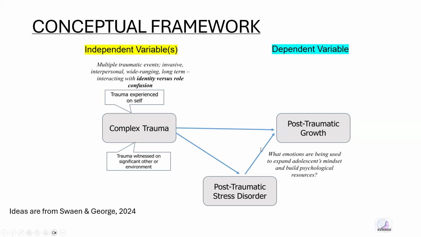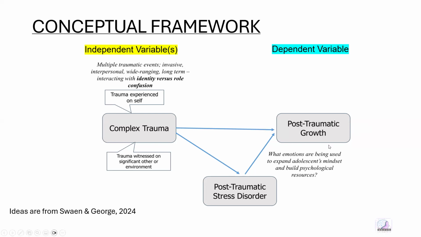So for this study, I would tell students, when we talk of trauma, complex trauma, we want to describe it as multiple traumatic events. And these are invasive, interpersonal, wide-ranging, long-term, that interacts with identity versus role confusion. And if you are in psychology or related fields, you know that when we talk of identity versus role confusion, we are talking of Erikson, okay? And then we break this complex trauma into two. So trauma experienced on self and trauma witnessed on significant others or trauma experienced within the environment.